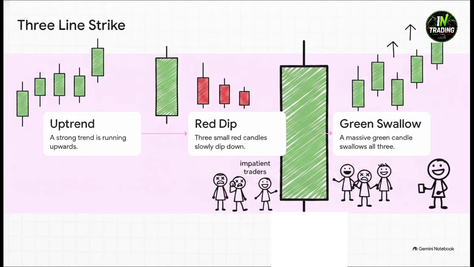But you really have to beware of the bullish 3-line strike. This is where impatient traders get completely tricked by 3 red candles, only to get crushed by the massive green continuation. Imagine the market is rising. Suddenly you get 1, 2, 3 small red candles dipping downward. Many amateurs completely panic, thinking it's a massive reversal, and they sell. But then, the very next candle is an absolute monster green candle that swallows all 3 of those small red ones, and the market blasts off higher. Those red candles were just a brief pit stop.